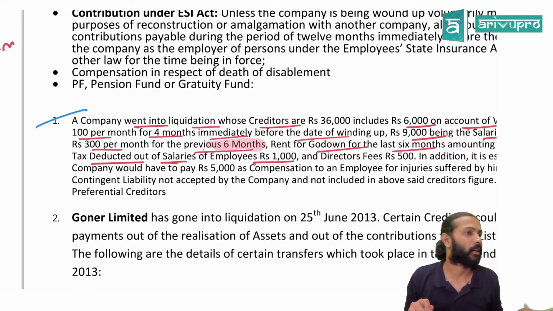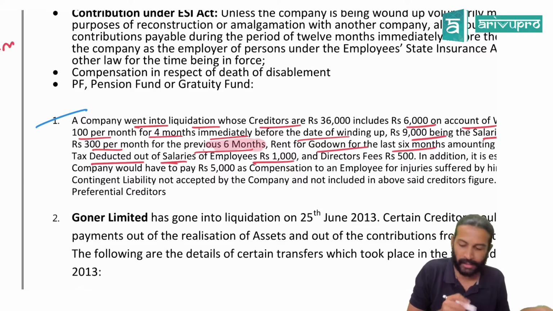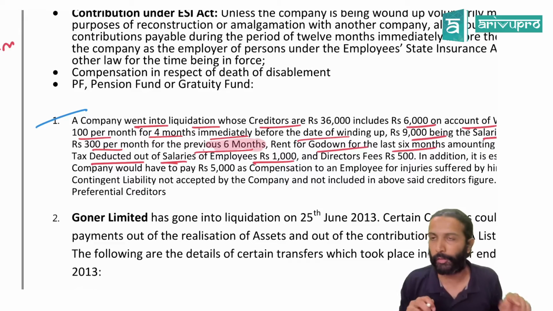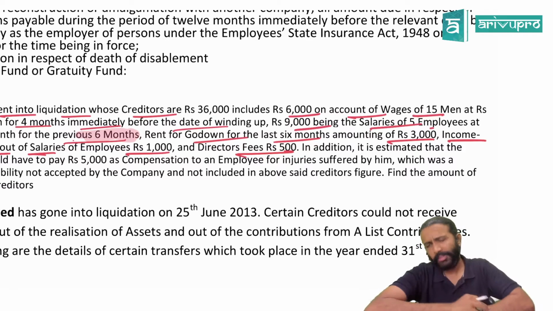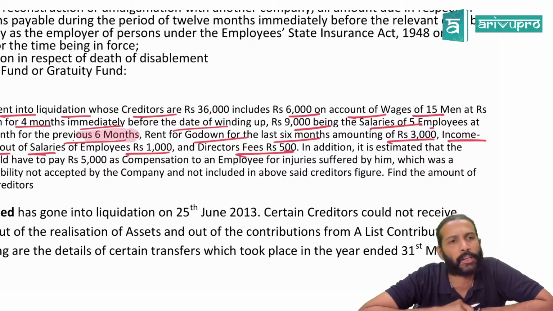Preferential creditors. Are we okay? So is this 1,000 rupees TDS, tax deducted at source, a preferential creditor? Yes. Got it. Then there is a director's fees. You need to pay the director 500 rupees. Have I told anywhere that director's fees is a preferential creditor?